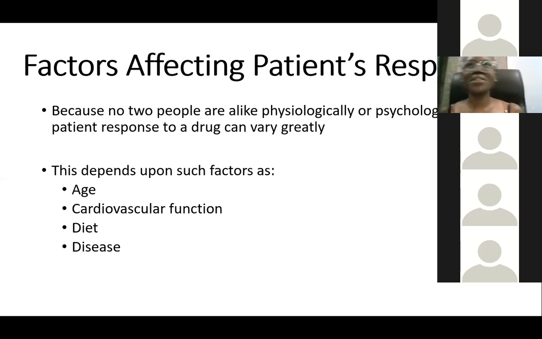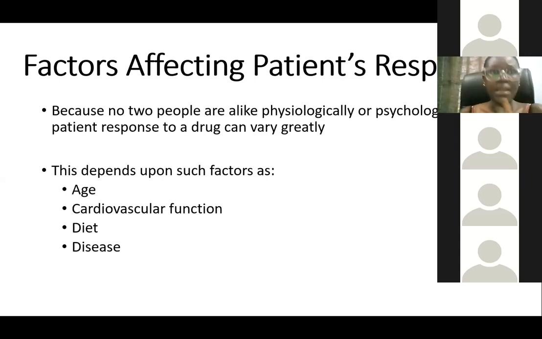Because no two people are alike, physiologically or psychologically, the response of the patient to the drug can vary. And it's based on so many things. For example, age, cardiovascular function. If somebody doesn't have a good cardiovascular function, you might want to give another drug in place of what you are thinking of.